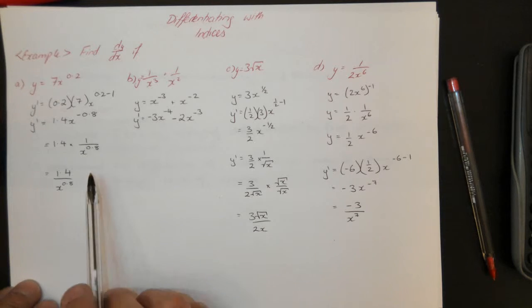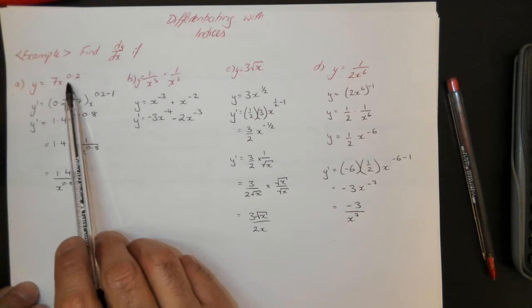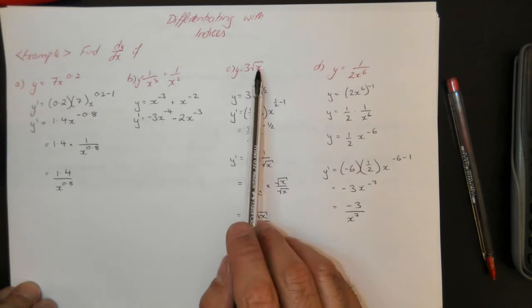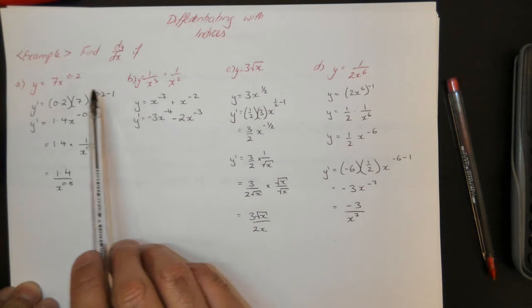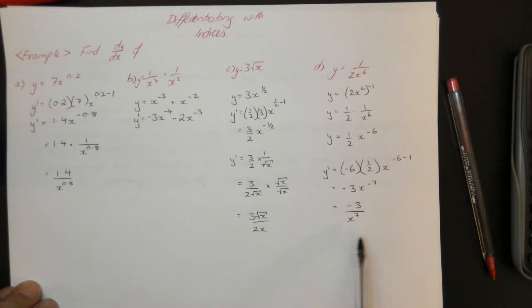And so that's how you should differentiate when you have special indices, such as the square root of x or 1 over x, in order to get the derivative function.